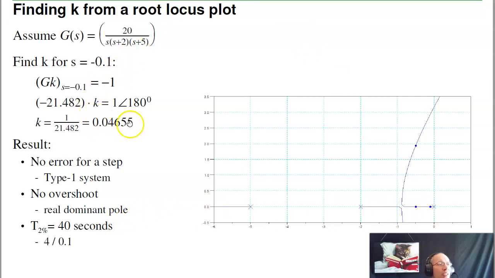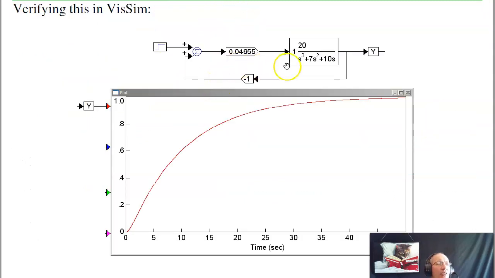And if I plug in this number, 0.04655, into the closed loop system, like in VisSim, I can check. Is my design correct? So here's your plant, there's k, close the feedback loop, and sure enough, I've got about a 40-second settling time, no overshoot, tracking, it's a type 1 system, everything that I expected.